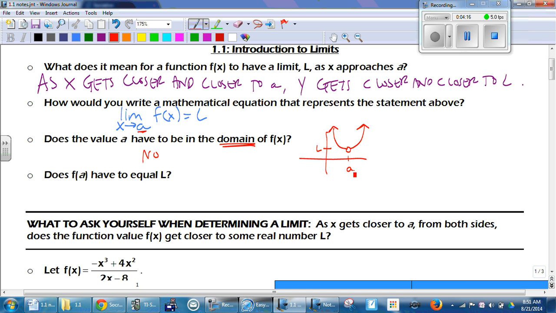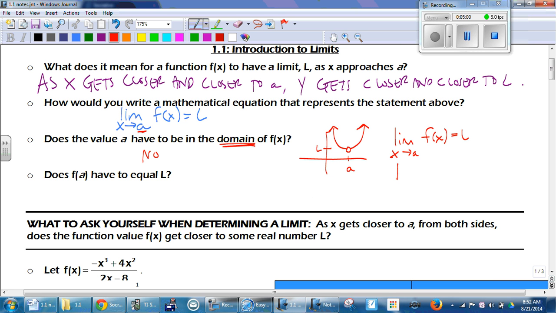Right? So A is not in the domain, but the limit exists. Because as we get closer and closer to A, as our x value gets closer and closer to A, the y value is getting closer and closer to L. All right, and the big thing here is that it has to happen from both sides. So if you look from the left side, as our x value gets closer and closer to A, the y value is getting smaller and smaller and approaching this hole. From the right side, our y value is getting smaller and smaller and approaching the same hole. That hole happens at L. So here, the limit as x approaches A of our function is L. And A is not in the domain.